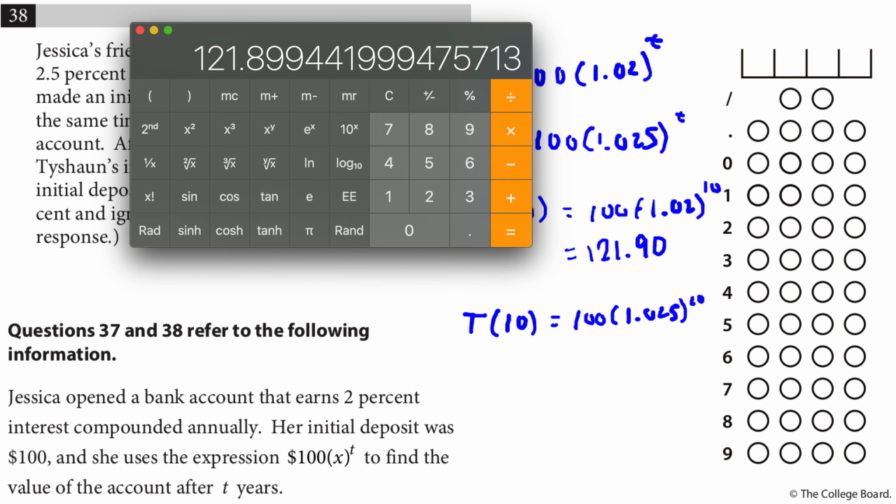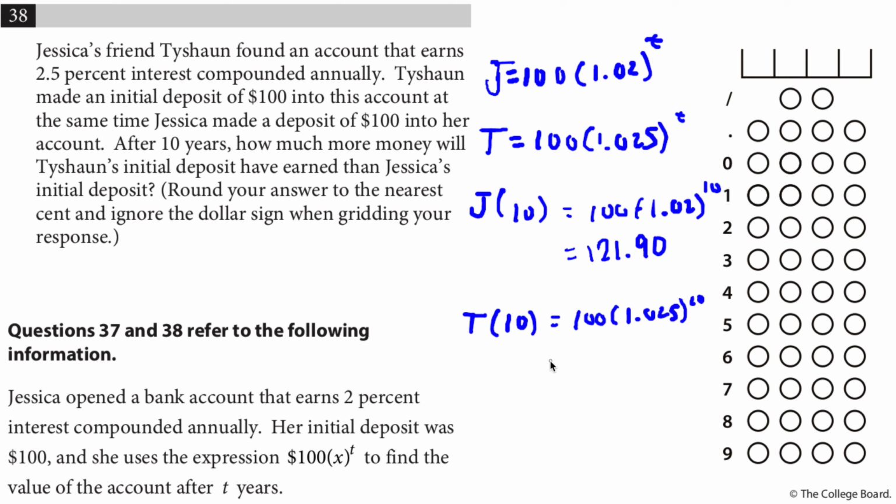Okay, let's see about Tyshawn. So I'll do 1.025 to the 10th. That gives me 1.28008 multiplied by the 100, which gives me 128.001. Oh, sorry, 0.01. So okay, round your answer to the nearest cent and ignore the dollar sign when gridding your answer or your response.